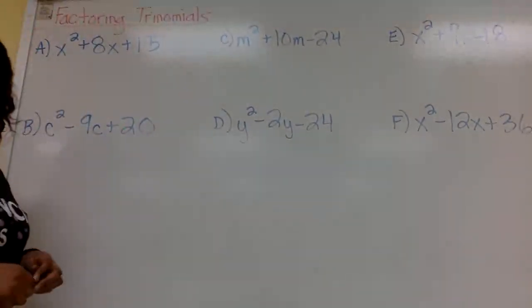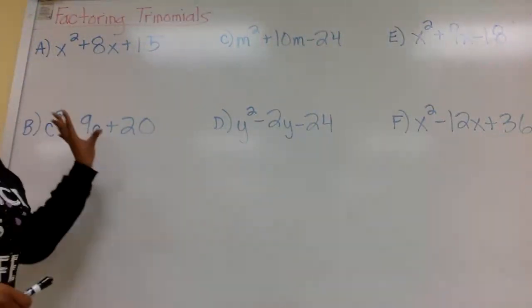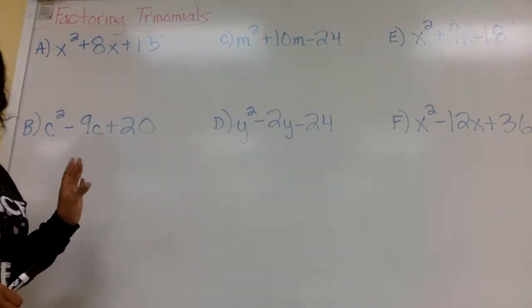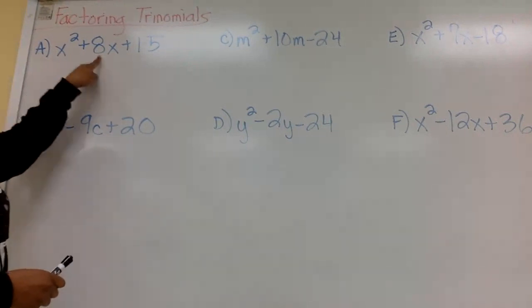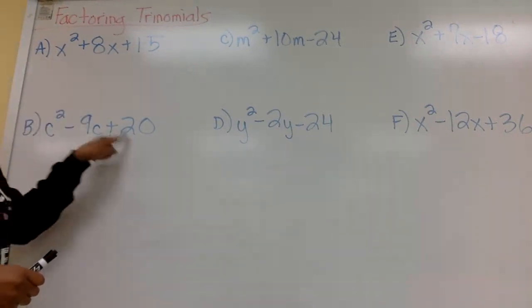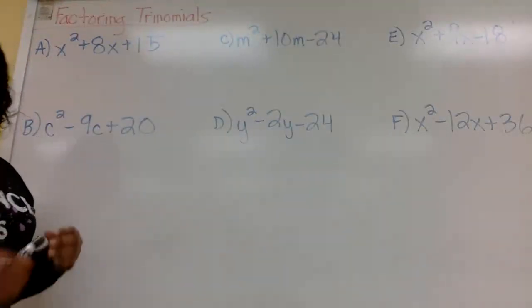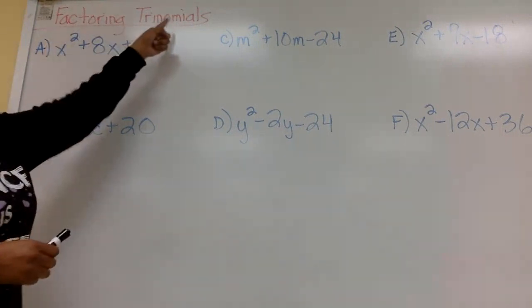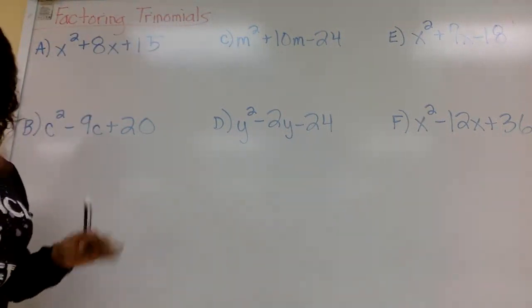So a trinomial means it has three terms. So all six of these problems have three terms. So 1, 2, 3. 1, 2, 3, all the way across the board. So we're going to be factoring trinomials. So that's going to be our title for this section of your notes.